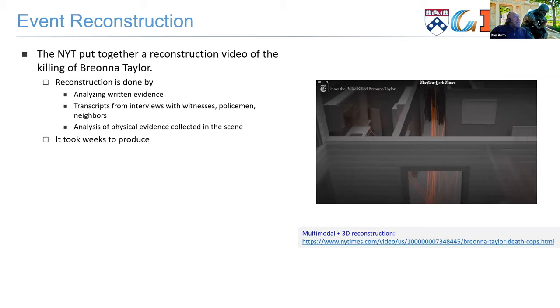And finally, I want to challenge you with the following scenario, which I call event reconstruction. My example here is one frame from a video that the New York Times put together, just published a few weeks ago. This is a reconstruction video of the killing of Breonna Taylor. Quite an amazing video. I recommend everyone to follow this link and look at it. It's quite short. How do they do it? This is manual labor that took weeks. It was done by analyzing written evidence, transcripts from interviews with witnesses, policemen, neighbors, and analysis of physical evidence collected at the scene. It literally took weeks to produce.